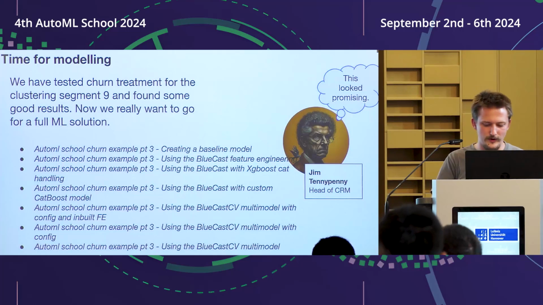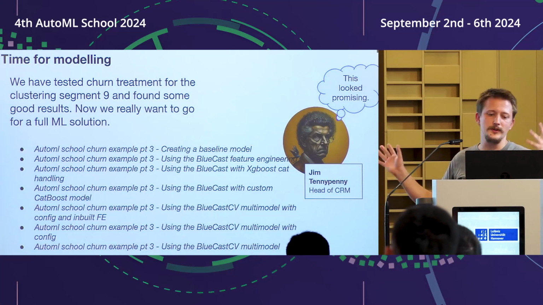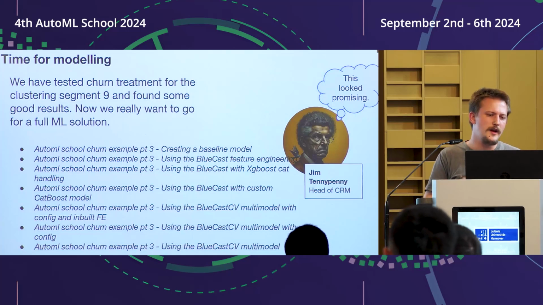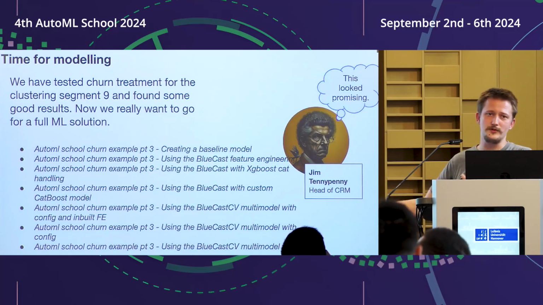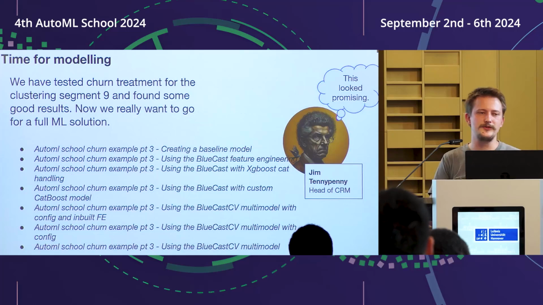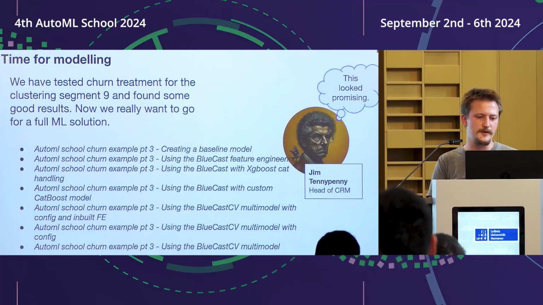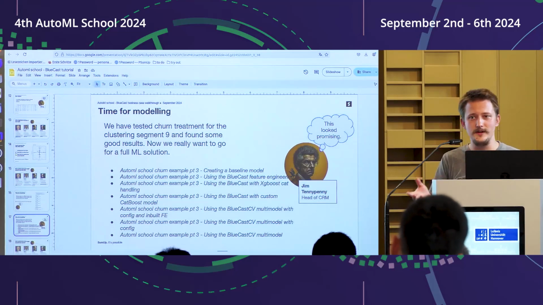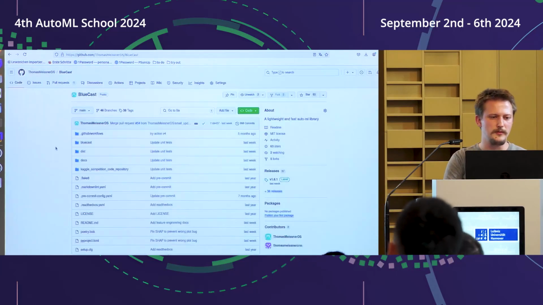We're almost at the machine learning part, by the way. So what could we do now? We have these clusters. In our case, we did some churn treatment: we took this cluster and targeted it with a CRM campaign, with some churn offers, and found that we got good results in return. Now we can sell to the business that we really need to go for a fully fledged machine learning solution. So now we come to the heart of BlueCast, which is the machine learning part.